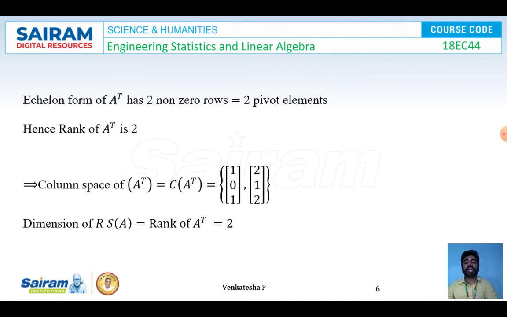Now I can find the column space of A transpose. The column space of A transpose is given by taking the columns with two pivot numbers from the given matrix A transpose. That is, the column space of A transpose is given by [1, 0, 1] and [2, 1, 2], and the rank of this A transpose is 2. Hence, the dimension of the row space of A will be equal to the rank of A transpose, which is 2.